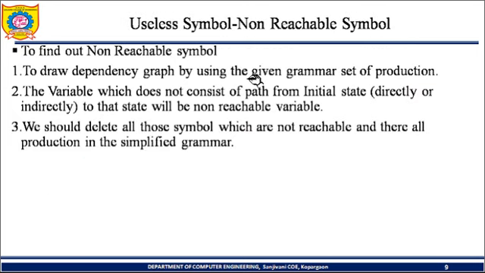Now the second one is the non-reachable symbol. How do we find non-reachable symbols? First of all, we need to draw the dependency graph using the given set of productions. A variable which does not have a path, directly or indirectly, from the initial state to the variable is not reachable from the starting symbol, and we should delete all those productions which consist of non-reachable symbols, as well as all those productions which start with a non-reachable symbol. We'll see with the help of one example.